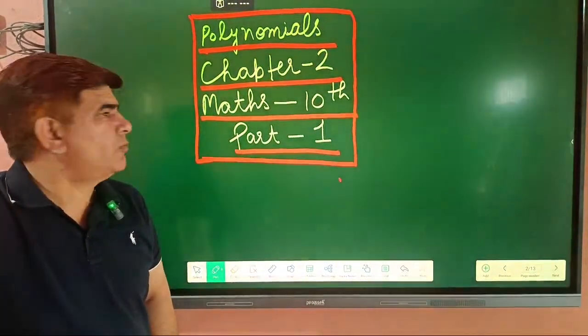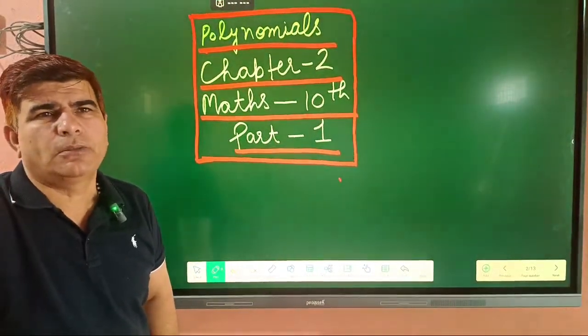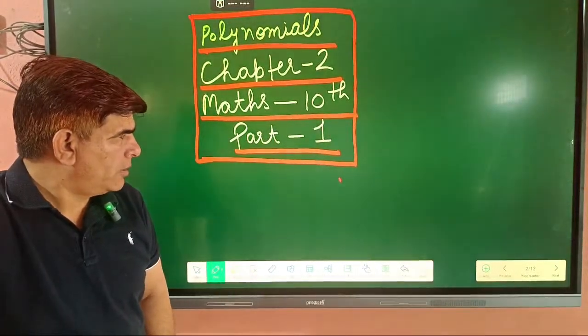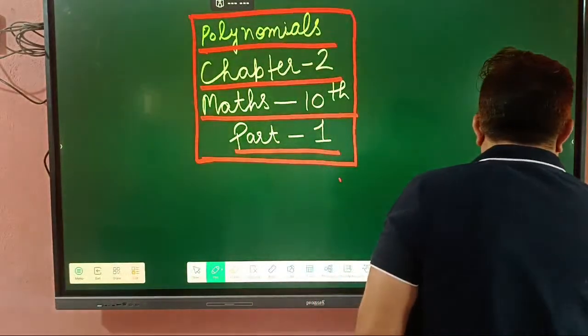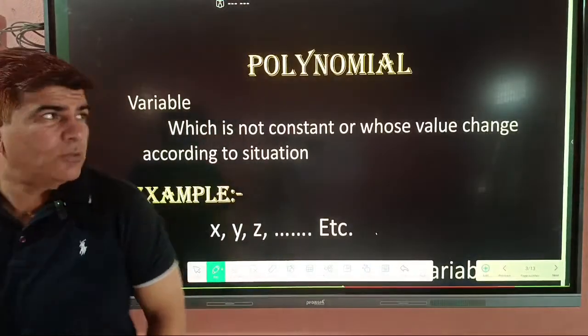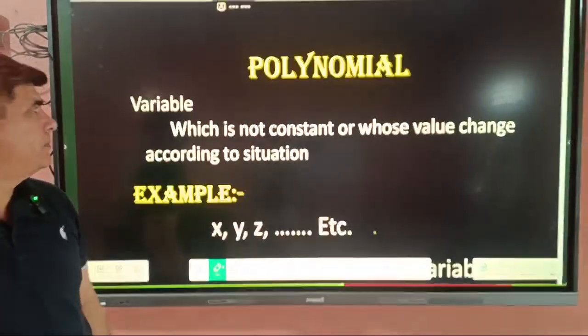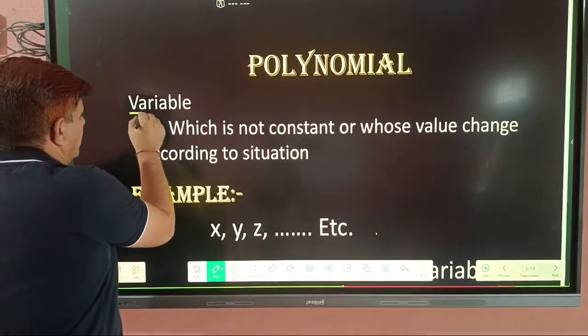So today we will do what? Some definitions which are used in this chapter. Understood? So we can start now. So this is the first definition. The chapter name I already told you, polynomial. So what is the first definition? What is a variable?